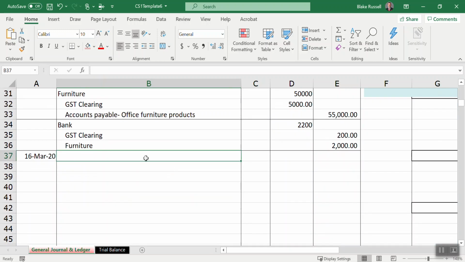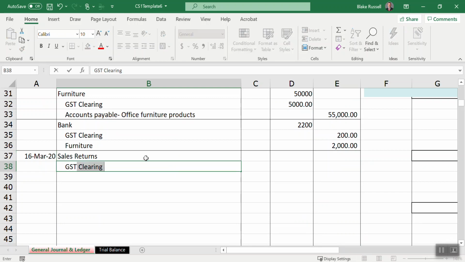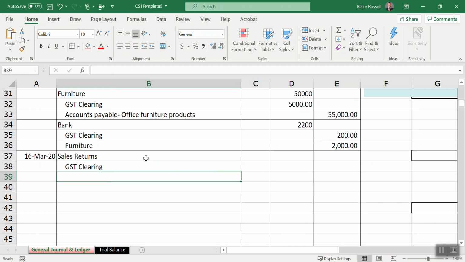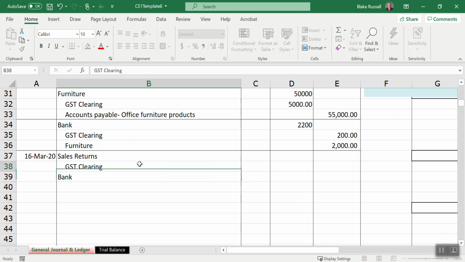So let's do that. So sales returns. So this is the expense account. We've got to reverse GST, because that can benefit us. If we don't reverse it, we can lose out on a bit of money. What's the other thing? Bank, wasn't it? Yeah, bank. Okay, so it's cash.